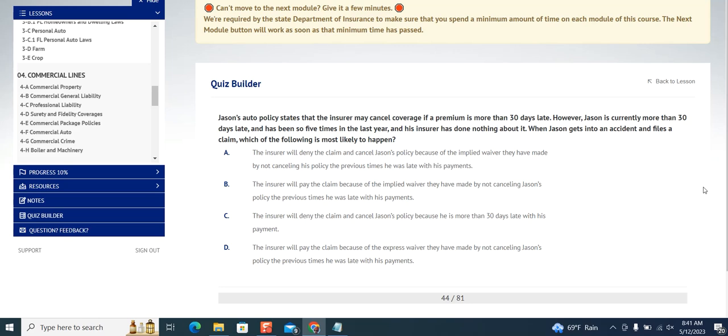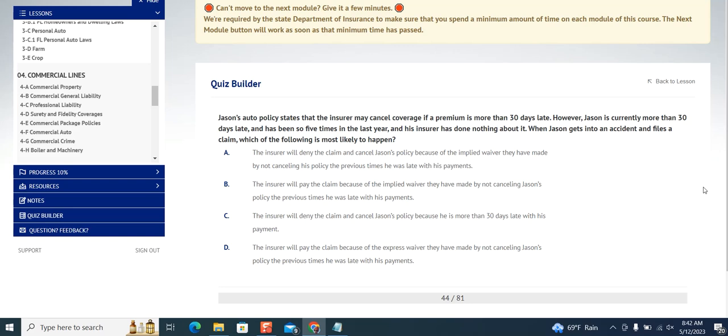Jason's auto policy states that the insurer may cancel coverage if a premium is more than 30 days late. However, Jason is currently more than 30 days late and has been so 5 times in the last year, and his insurer has done nothing about it. When Jason gets into an accident, he files a claim. Which of the following is most likely to happen? Okay, so let's understand what's going on. He was late more than 30 days for the last 5 times, and his insurer, they didn't cancel his policy. Okay, so let's see what the answers are.